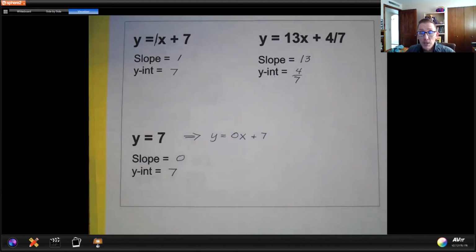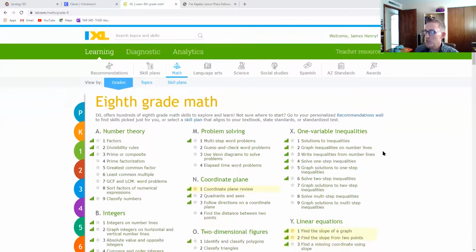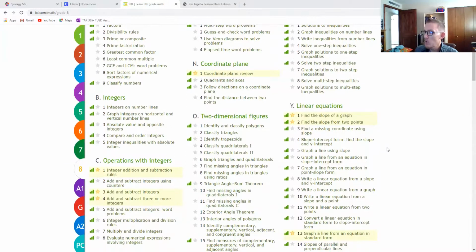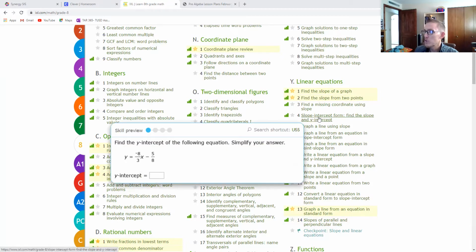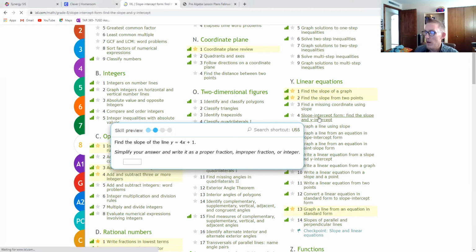And that is, in a nutshell, part 2 for this week's y equals mx plus b lessons. Your IXL assignment for this one, let's go ahead and pull up the IXL so you can see what that'll look like. The IXL for this one is going to be the letter Y, and in this case, it's Y.4, Slope-intercept form, find the slope and the y-intercept.